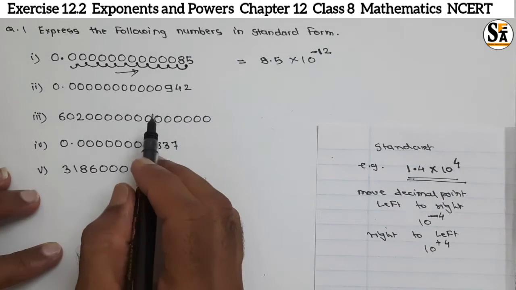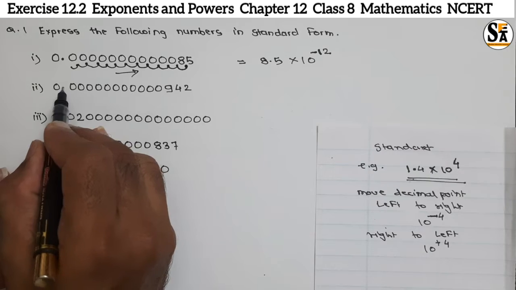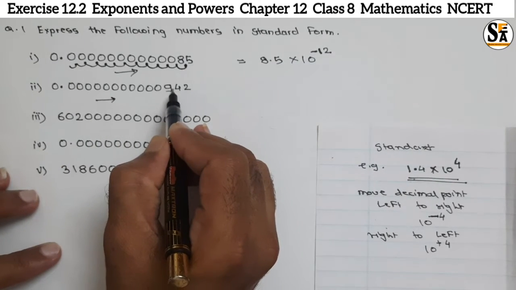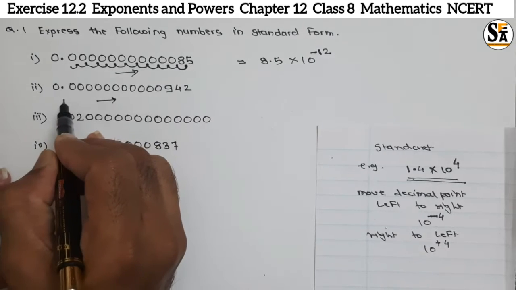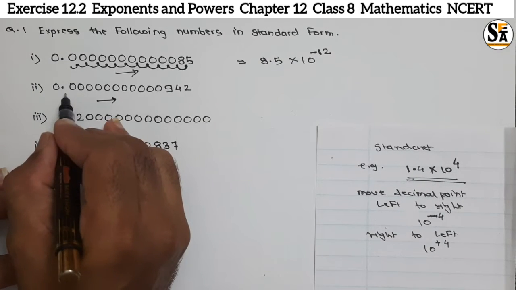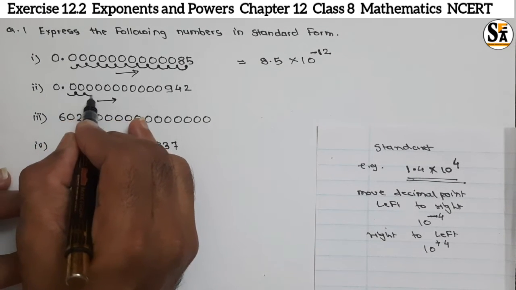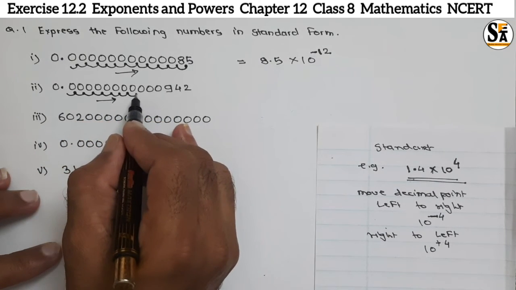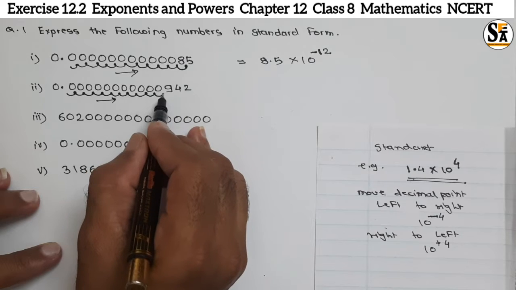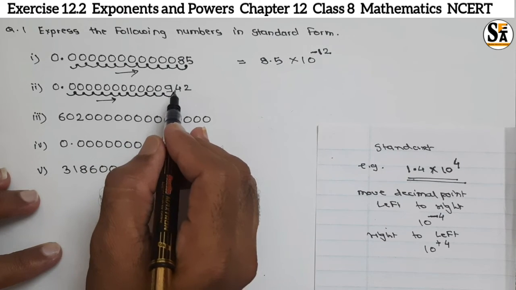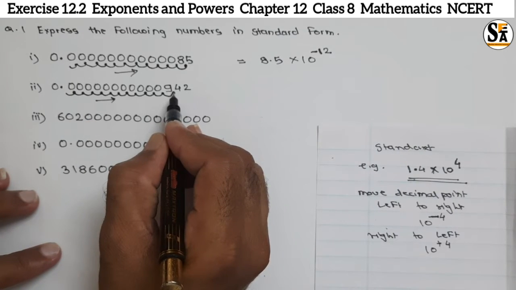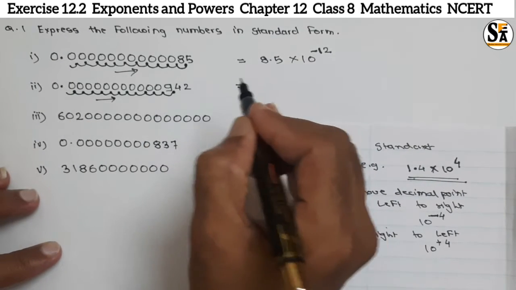Here also we need to move this decimal point from left to right, up to this 9. So let's count. This is the first, second, third, fourth, fifth, sixth, seventh, 8, 9, 10, 11, 12. Again, we have to move this decimal point 12 digits. So what will be our answer in standard form?